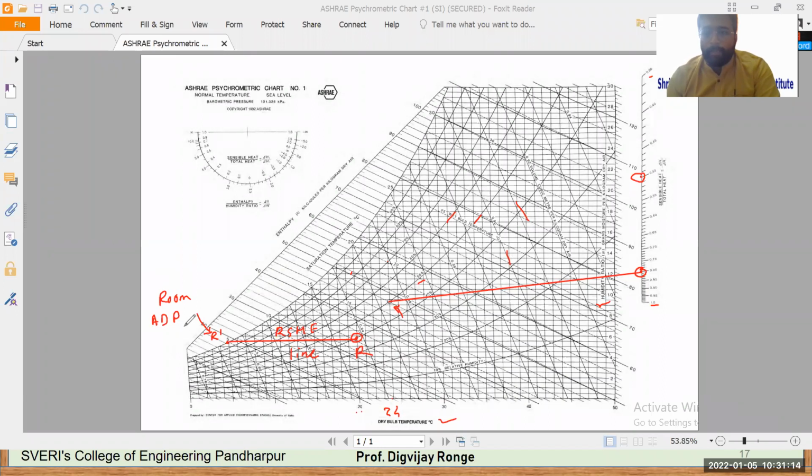I hope you understood. First, you have to calculate the RSHF value. You have to plot it on this RSHF scale. You have to connect that value with the reference point here, that is 24 DBT and 50% RH. Draw a line. This is just a reference line. To that reference line, you have to draw a parallel line passing through this room condition. It will intersect the saturation curve here. This point is room ADP, and this line is the RSHF line.